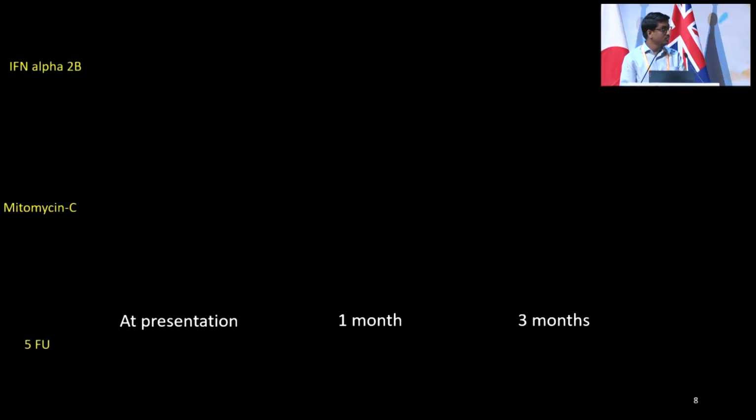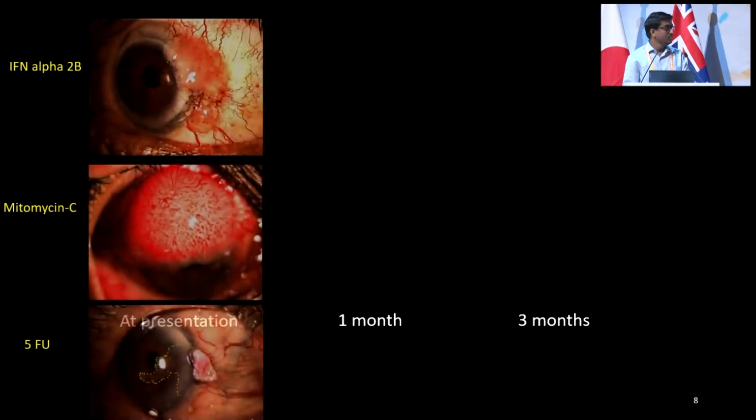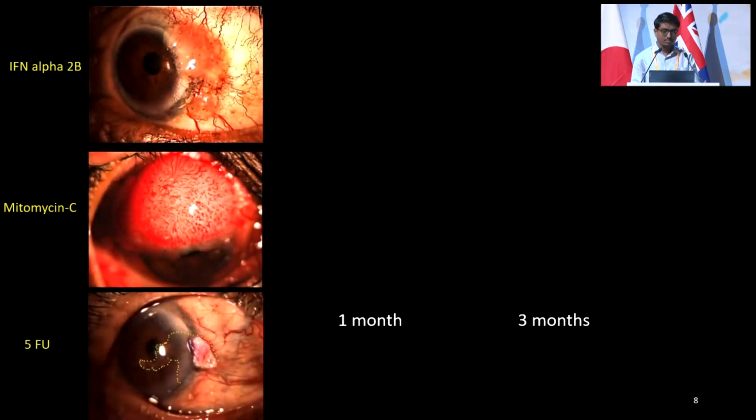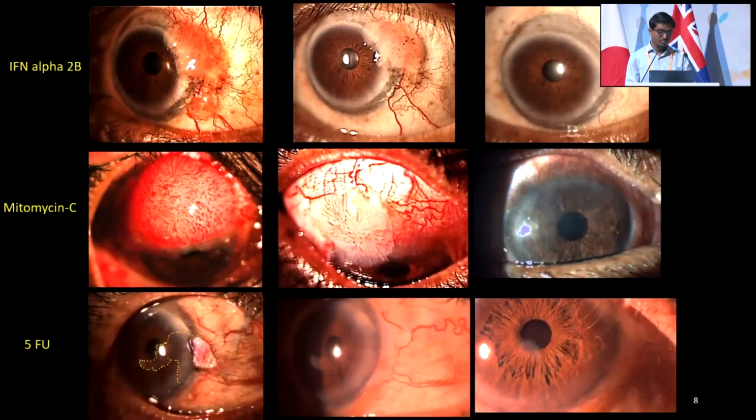Here are a few examples of OSSN which have been treated with the chemotherapeutic agents discussed before. These are the images of 3 different patients at presentation, and following treatment with the given chemotherapeutic agents over 3 months, they resolved completely. However, the treatment was continued for 1 month beyond the declaration of clinical resolution.